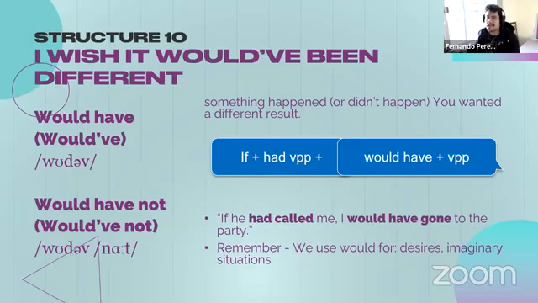There is a very famous sentence that starts with if, precisely. If I were you, I wouldn't do that. Right? I am imagining that I am you. If I were you, I wouldn't do that. And this is the application of would.